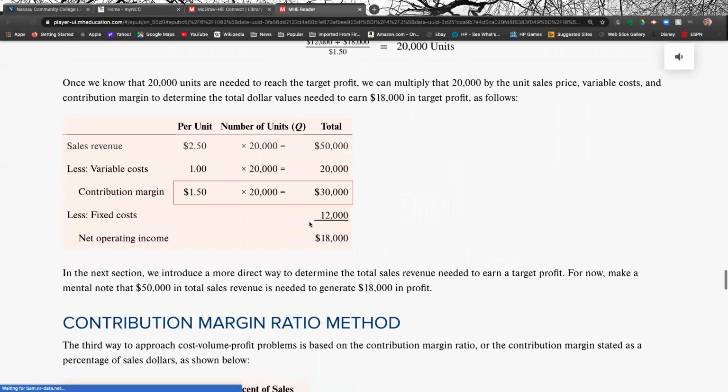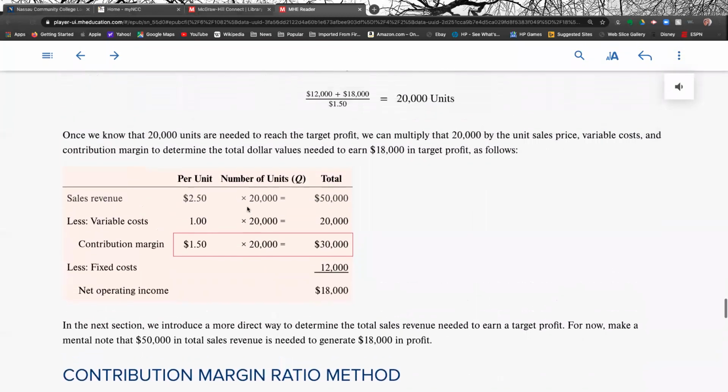And here they're showing you how you would do that. $2.50 times 20,000 units is total sales of $50,000. The variable cost, $1 for a cup of coffee times 20,000 cups, $20,000. That gives you a contribution margin. 50,000 minus 20,000 is 30,000. Or you could calculate it, right? The contribution margin per cup of coffee is $1.50 times 20,000 cups, $30,000. 30,000 minus fixed costs of 12,000 gives you net income of 18,000.